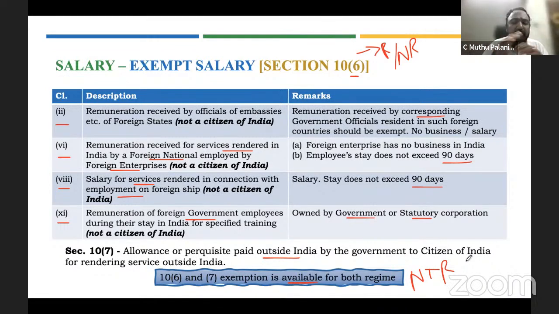Whatever we have covered on salary in our marathon session, no break, nothing, we have just discussed all the provisions applicable to salary. Hope this would have been a very good refresher for you. With this, we'll wind up today's session. We will start tomorrow with the rest of the chapters. We'll try to cover all the remaining heads of income by tomorrow.